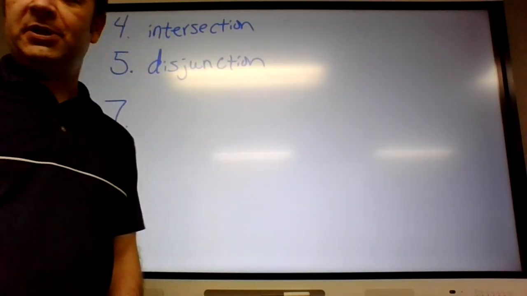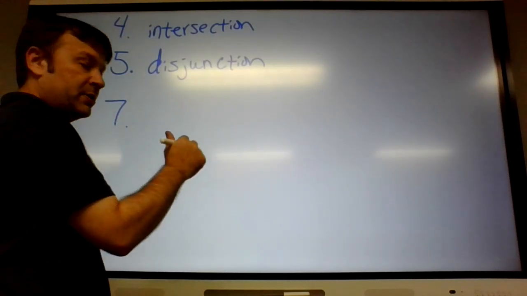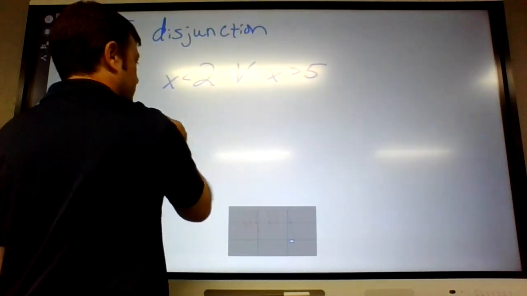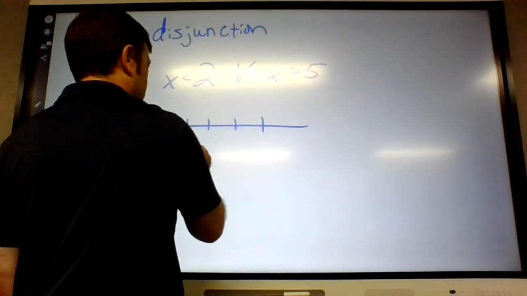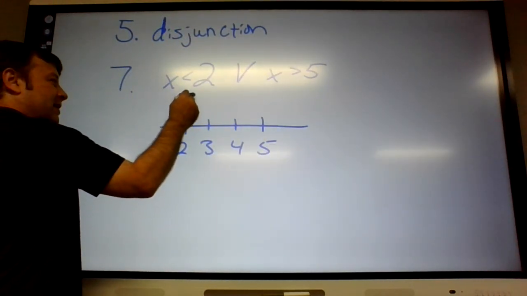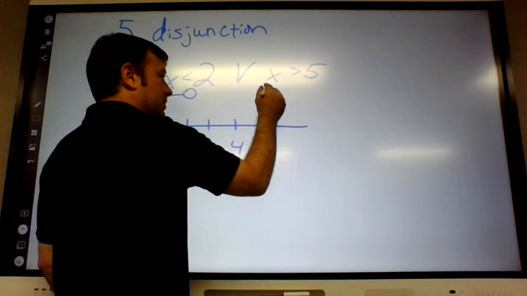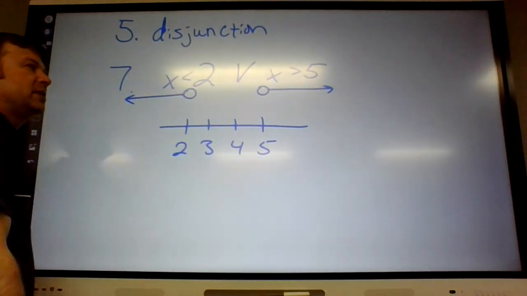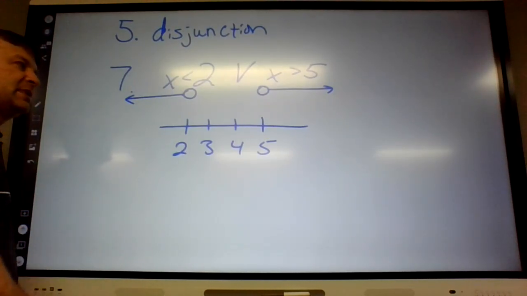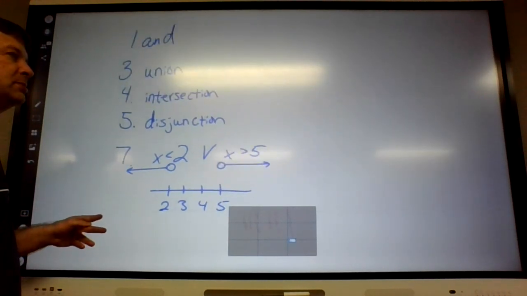Anyway, 7, graph. It's you guys' favorite part. Less than 2 or greater than 5. So we need to have at least 2 and 5 on the graph. So what would less than 2 by itself look like? All these numbers left. What's greater than 5 look like? All these numbers to the right. Okay, what numbers are less than 2 or greater than 5? You guys remember what this one turns into? It'll make me scroll.